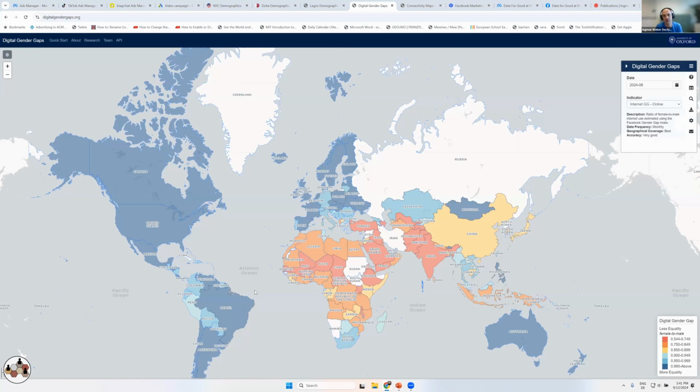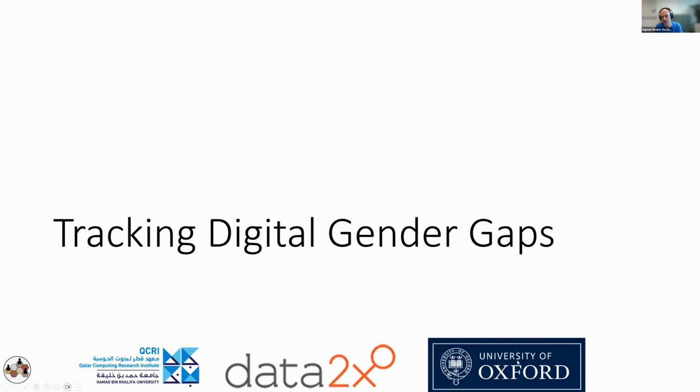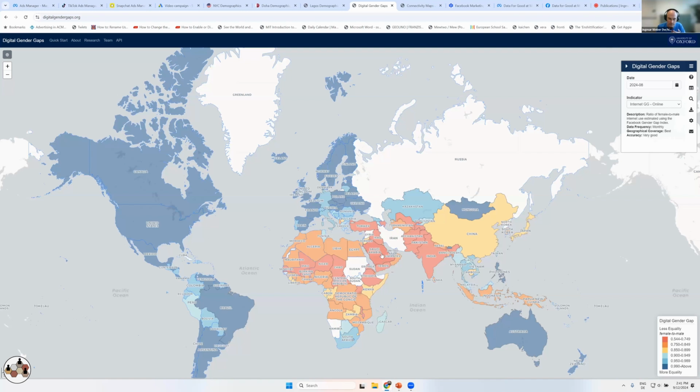So now I'll talk about a different topic, tracking digital gender gaps. This is again joint work with the University of Oxford, in particular Ritti Kashyap, and an NGO called Data2X that tries to fill gender data gaps. Here we created this platform, digitalgendergaps.org, where maybe I'll first start with this data.